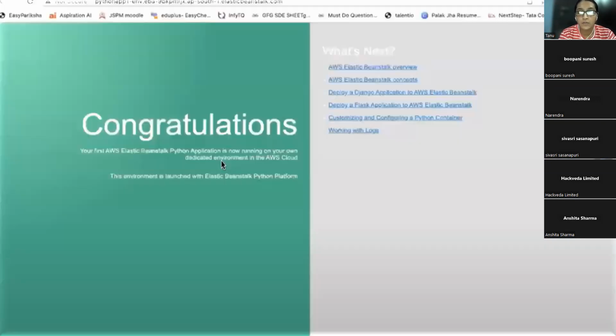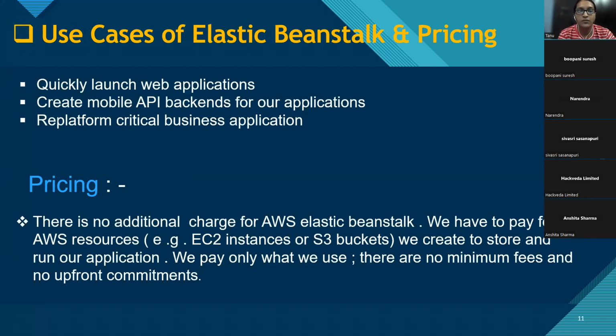Now our first AWS Elastic Beanstalk Python application is running on our dedicated environment. So this is how we created an Elastic Beanstalk environment in Amazon. Now, what are the use cases of Elastic Beanstalk and the pricing? Here we can see that it creates mobile API backends for our application. It quickly launches web applications. It manages and deploys our web application, and it is very useful for deployments. Basically, they can focus on their work and do not need to manage infrastructure resources.